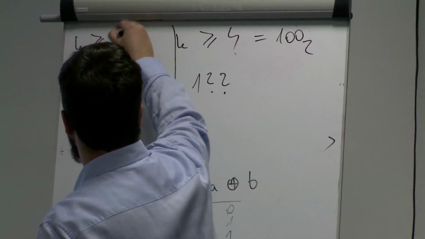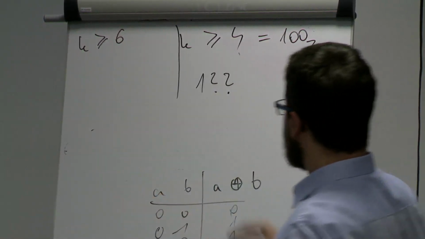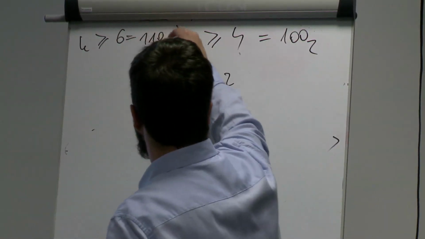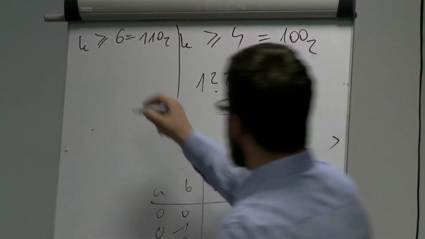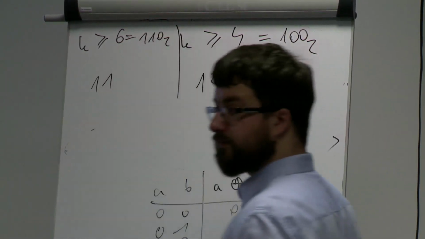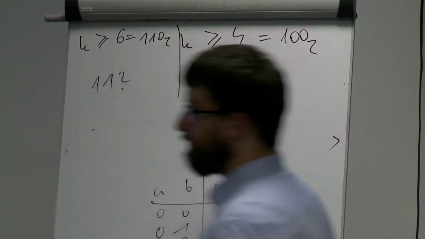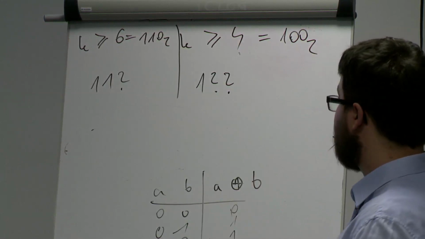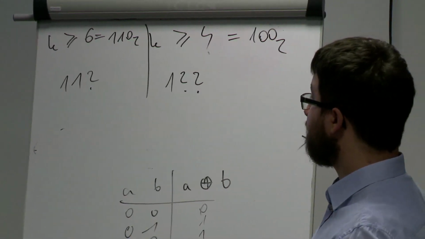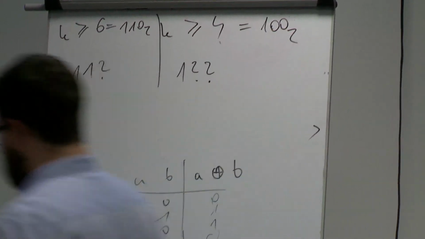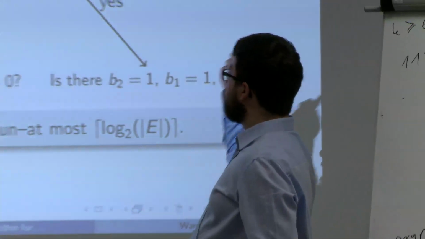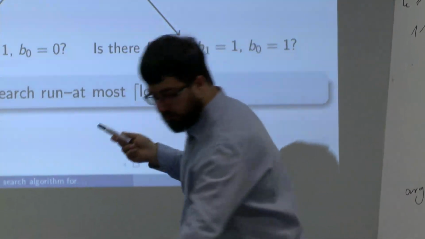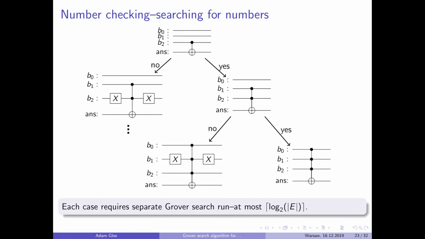For k at least 6, which is 1, 1, 0, we need to have 1, 1 here, and absolutely anything here. It can be 0, then it would be 6. It could maybe be 1, then it would be 7. So why I'm saying this is because checking bits is simple. We just need to apply special Toffoli gates.